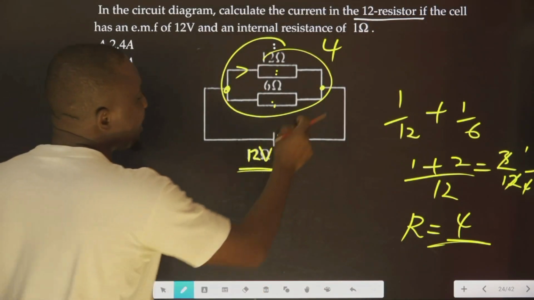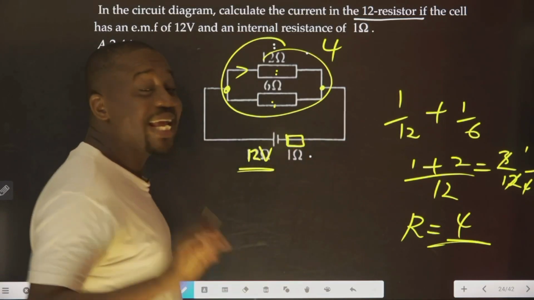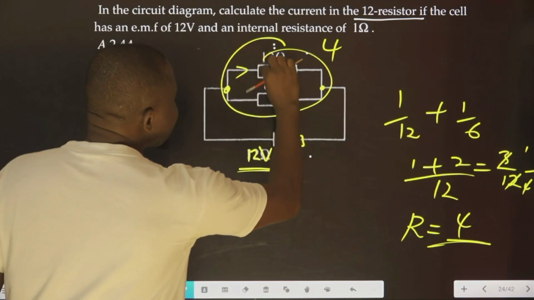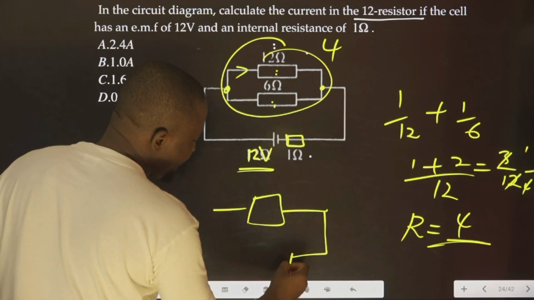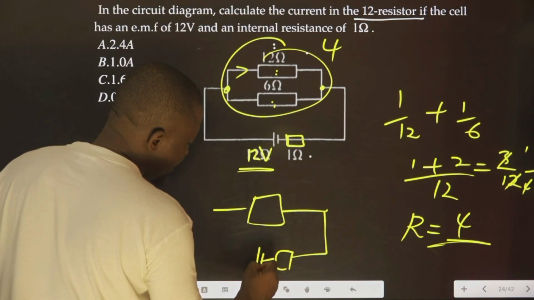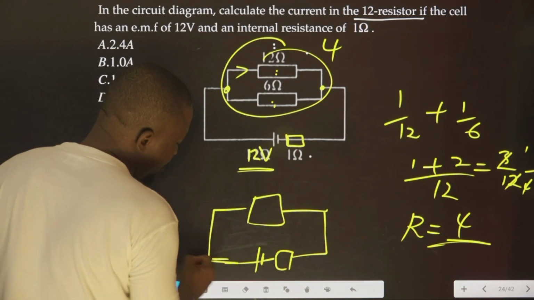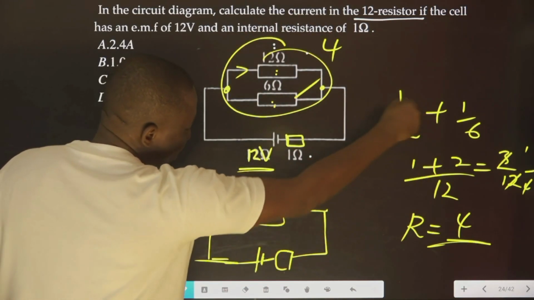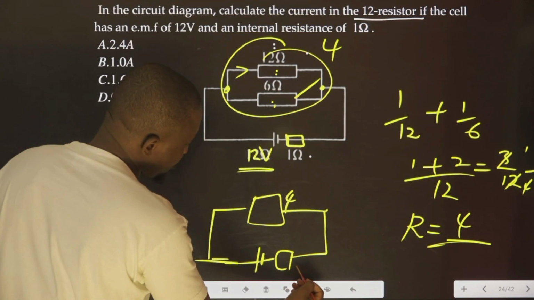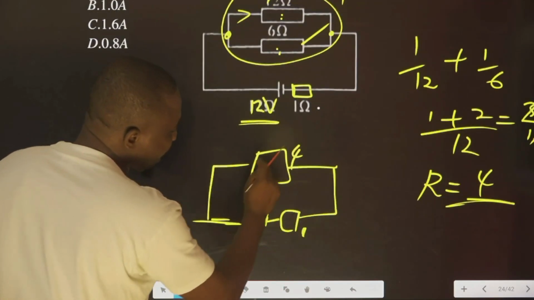So what happened now? This one and this one are not in series. Then this one we have here before, then the battery. Everything here is now 4, because we have calculated it. This one is 1. They are not in series.